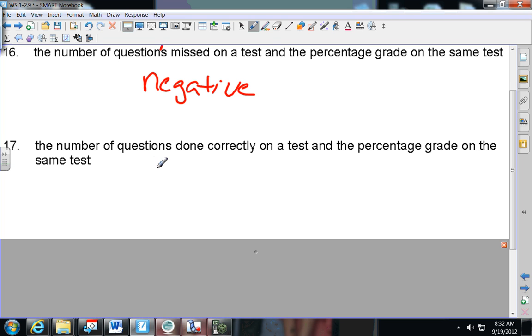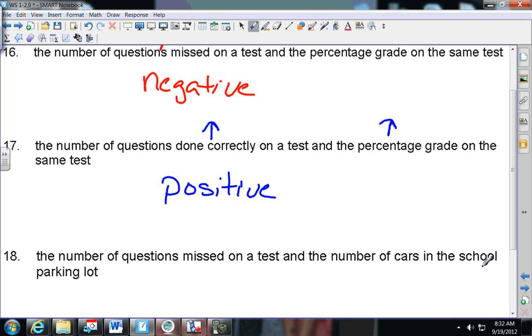Next one. The number of questions done correctly on a test, the more questions you get right, what happens to your grade? The higher your grade. That is a positive correlation or association. The next one says the number of questions missed on a test, and the number of cars in a school parking lot. What? These two things don't go together. There is no correlation or association.